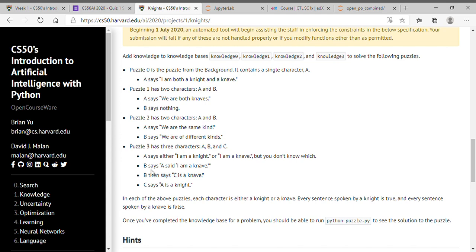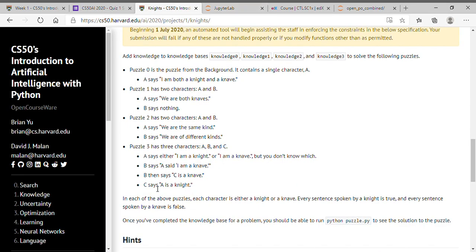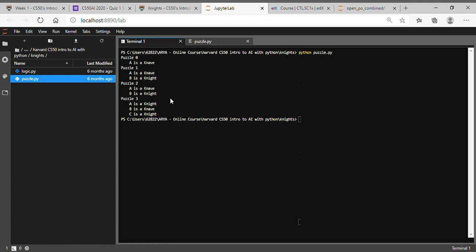Which means whatever B says is false, and the opposite is the truth. So B says that C is a knave, then the sentence is false, which means that C is not a knave but a knight, which the computer correctly deduced. Then, because C is a knight, when C says A is a knight, it must be the truth. So we have a situation here where A is a knight, B is a knave, and C is a knight, which the computer deduced.